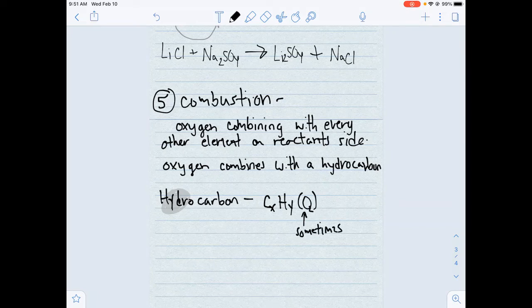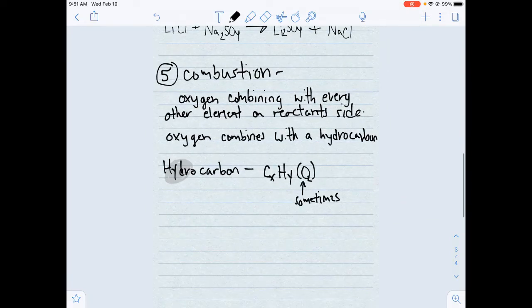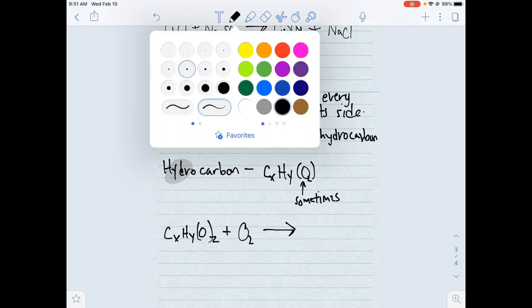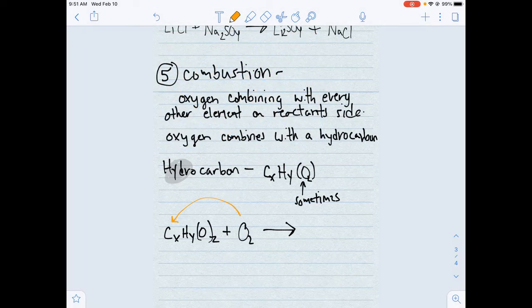But it's only the carbon and the hydrogen that are important, and I'll show you why in a second. So what ends up happening is we have our C, X, H, Y, and then sometimes our oxygen, and I'll put Z for oxygen, and we're going to add to that oxygen, because oxygen is going to combine with everything. Okay, so the oxygen is going to combine with the carbon. When oxygen combines with carbon, the most common and stable compound is carbon dioxide.